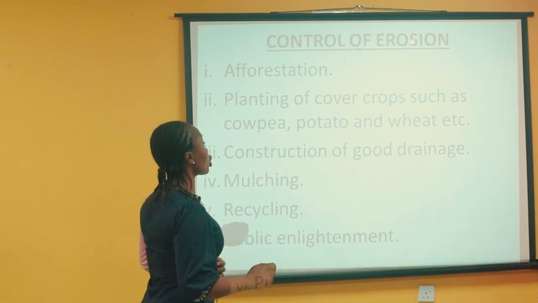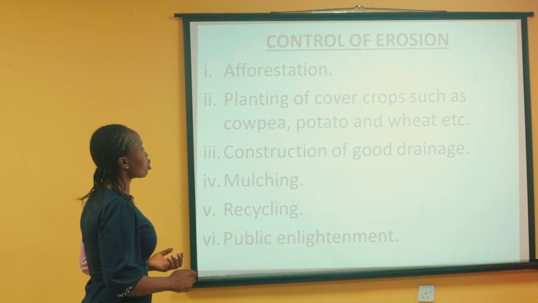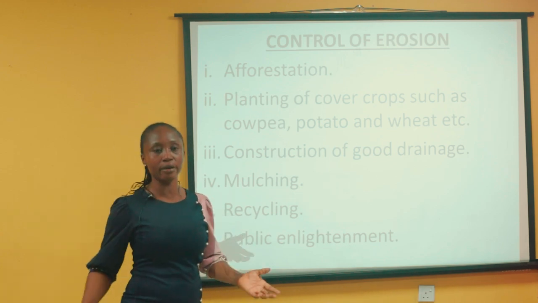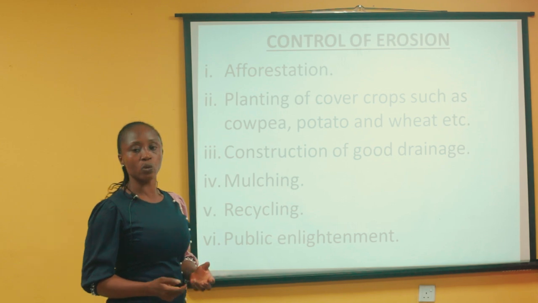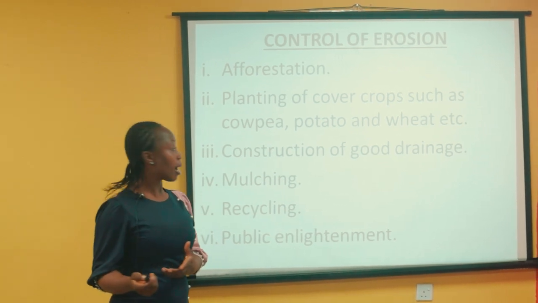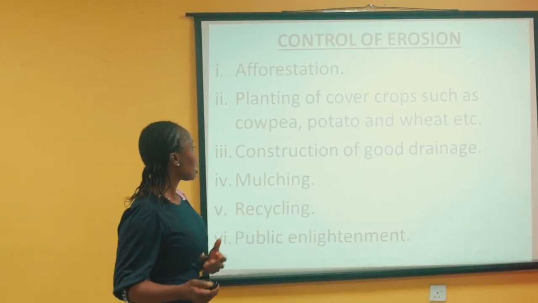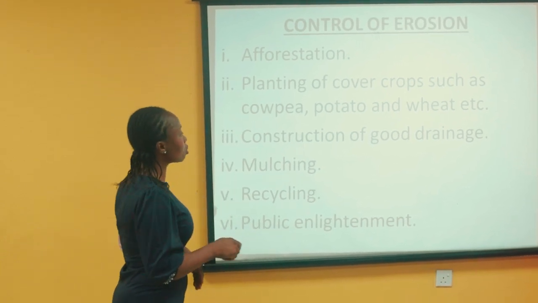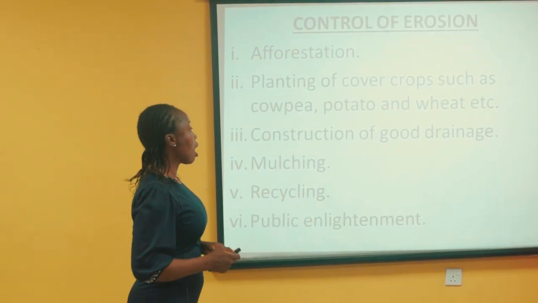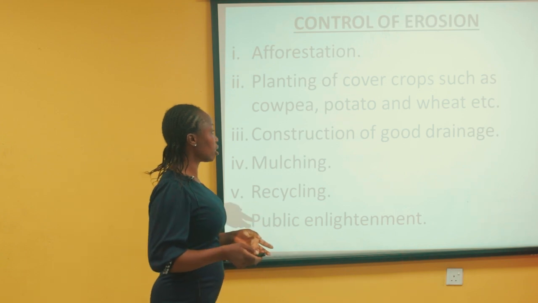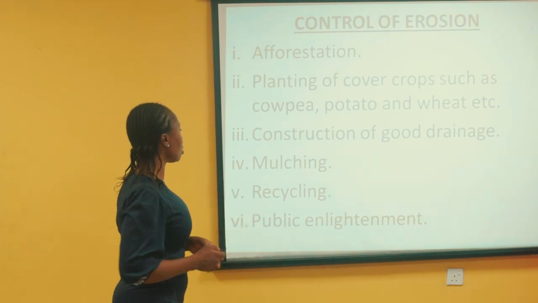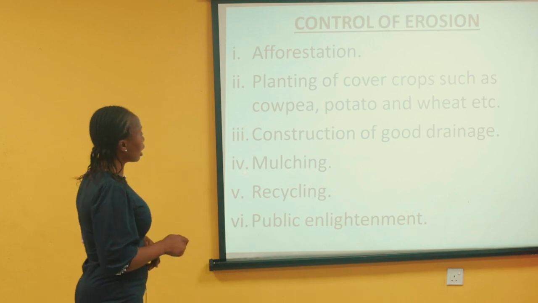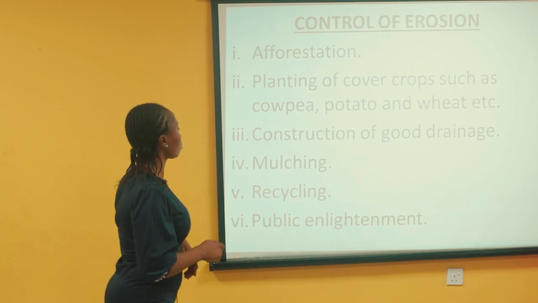Another control of erosion that we can use is construction of good drainages. When there are good drainages that carry water when it rains, the water will not go around the farmland carrying away the top surface of the soil. So we must construct good drainage in our environment, in our streets, close to our buildings to carry the water when it rains. Number four thing we can do is mulching.